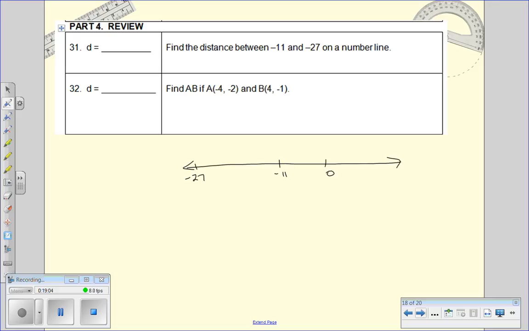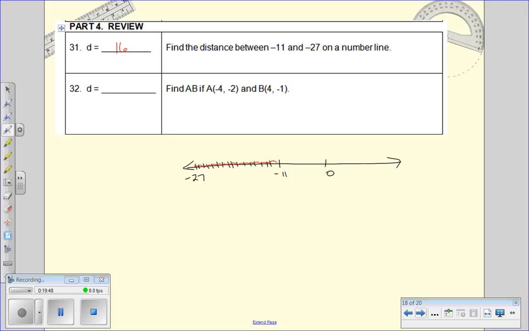So to get to negative 27, we go negative 11, negative 12, negative 13, 14, 15, 16, 17, 18, 19, 20, 21, 22, 23, ran out of room, 24, 25, 26, now I got to 27. So let me count. 1, 2, 3, 4, 5, 6, 7, 8, 9, 10, 11, 12, 13, 14, 15, 16. So that was one way, to draw it out and then count.